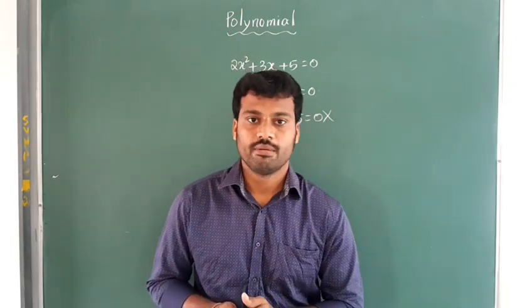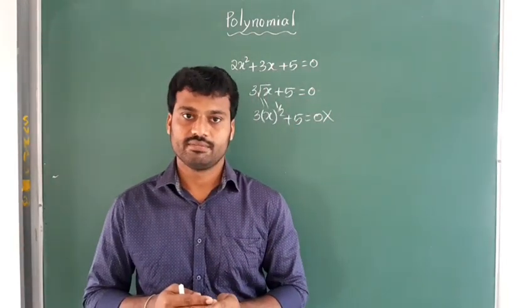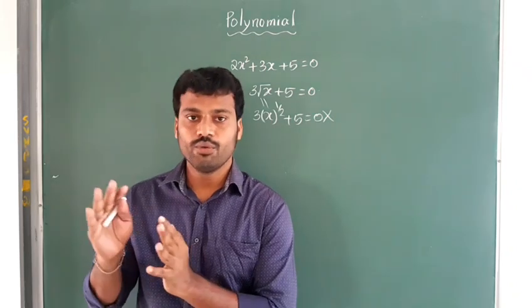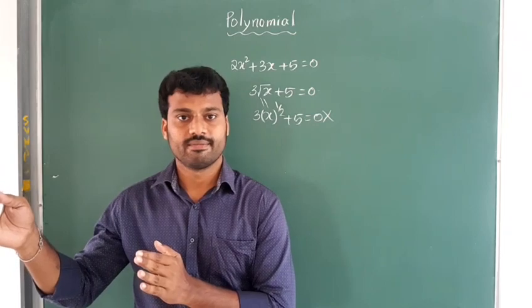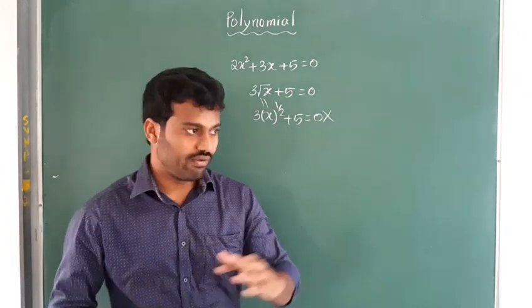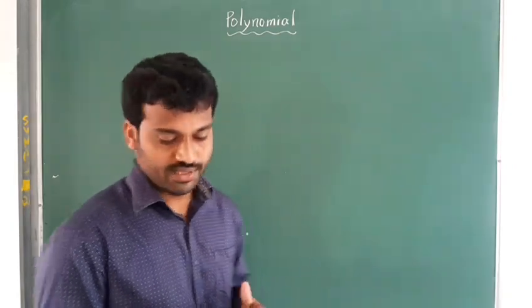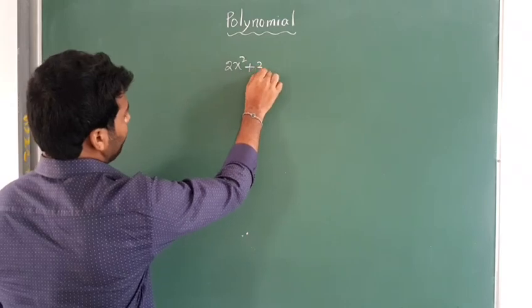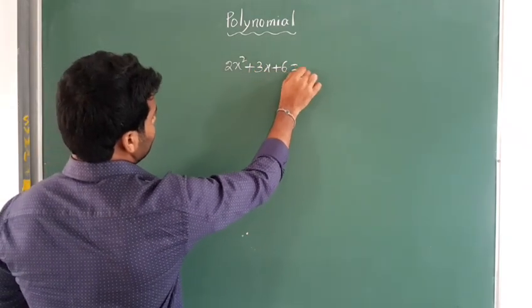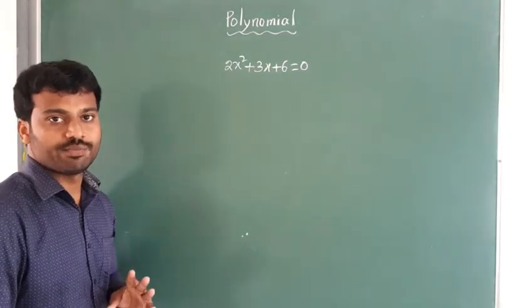Next, what can they ask? Maybe they can ask to find out the degree of the polynomial. Clear or not? They will give one polynomial and may ask what is the degree of this polynomial. I will explain with examples, then you will do. I will take a few examples. First one is 2x square plus 3x plus 6 is equal to 0. It's a polynomial. What is its degree?